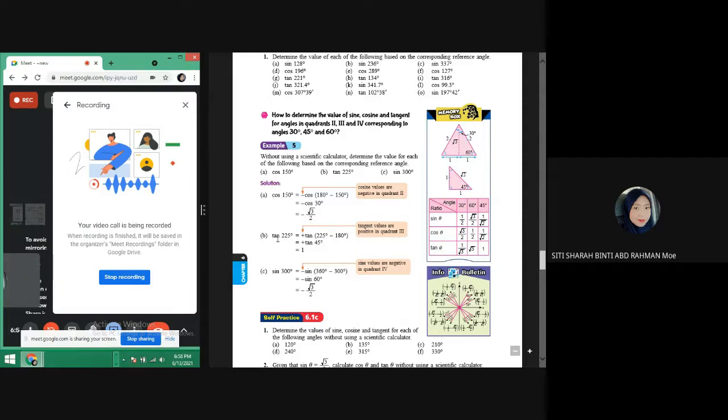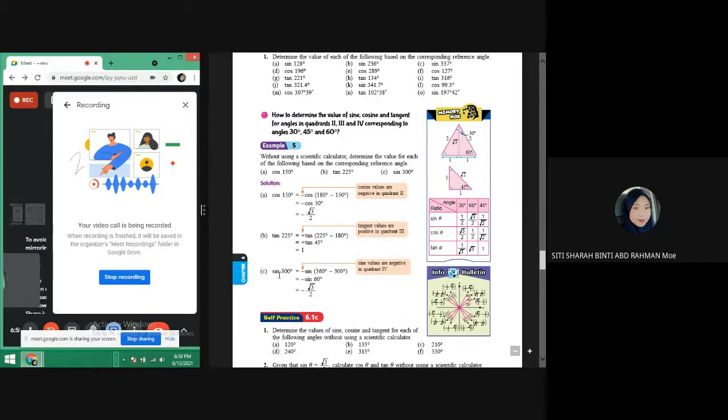Then for tangent 225, it is in the third quadrant. In the third quadrant, tangent will be positive, as in Add Sugar To Coffee: T will be positive. So it will be positive, tangent 225 minus 180, so we will get tangent 45. So tangent 45 is equal to 1.